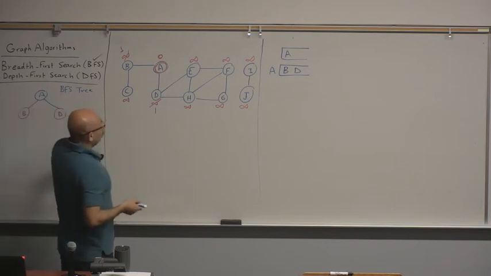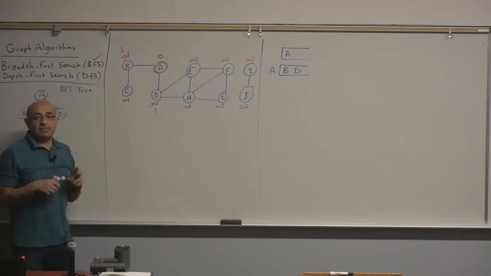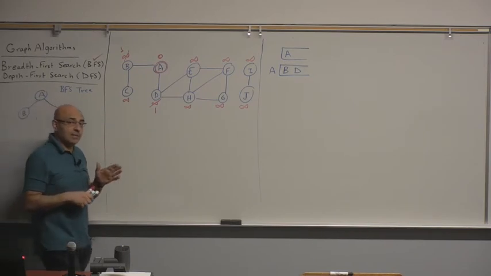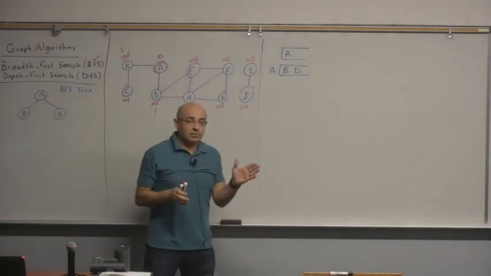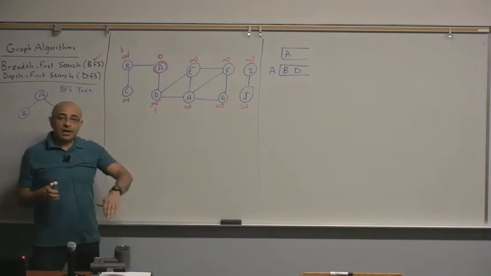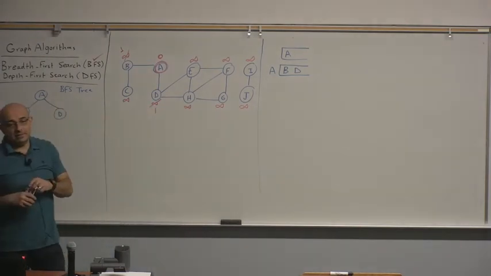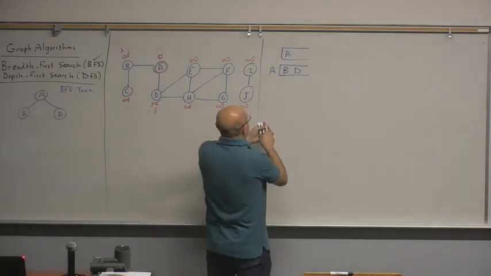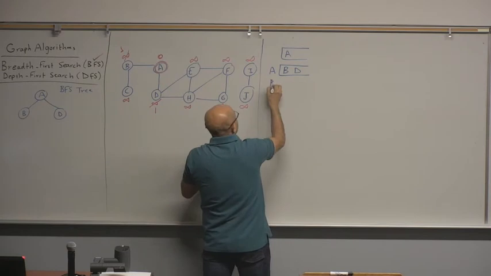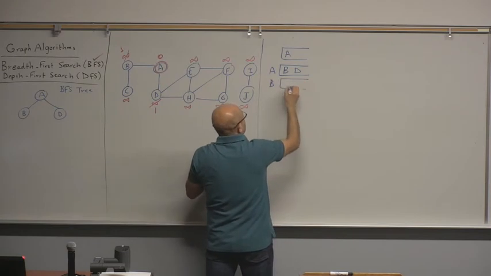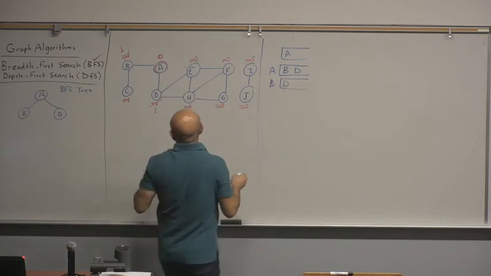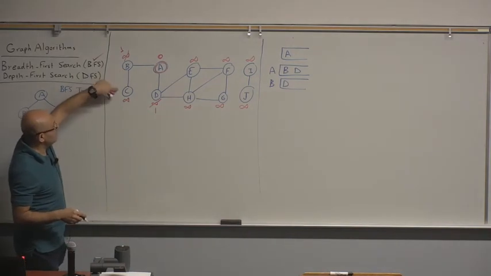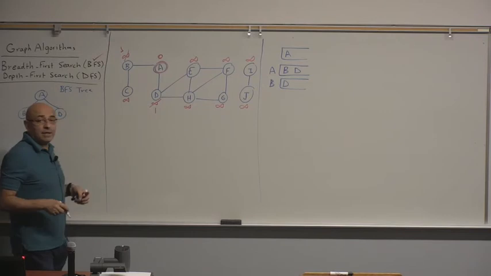Okay, then we just keep repeating the same thing. We dequeue, we take the element at the front of the queue, and then we enqueue the neighbors of that element. So now the first element in the queue is B. We take B out, and we put its neighbors in the queue. Now the neighbors of B are C, but what about A? Isn't A a neighbor of B?